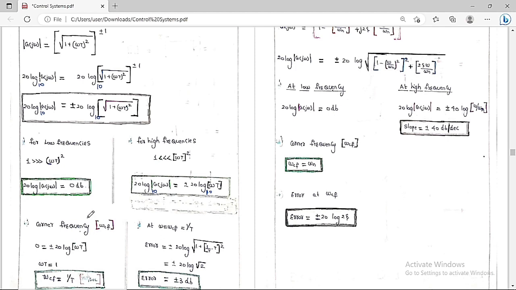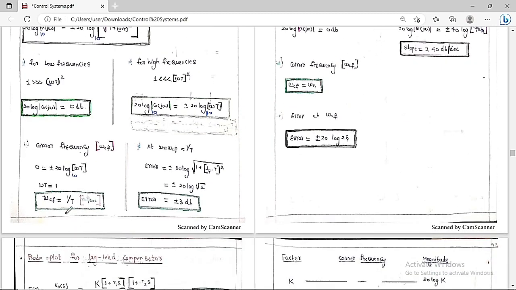Now I want to find the corner frequency. Corner frequency means the frequency at which these two graphs intersect. So 0 dB is equal to plus or minus 20 log of omega t with base 10. If we solve this, 10 to the power 0 is equal to 1. So we can say omega t is equal to 1, so the cutoff frequency omega CF is equal to 1 by t.